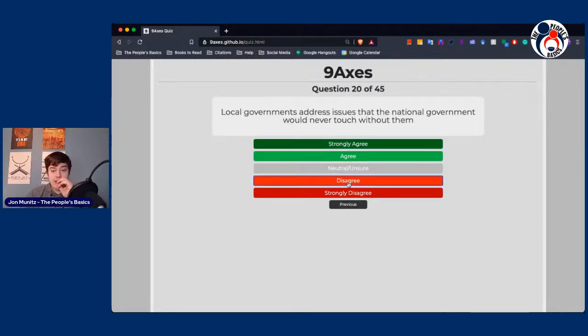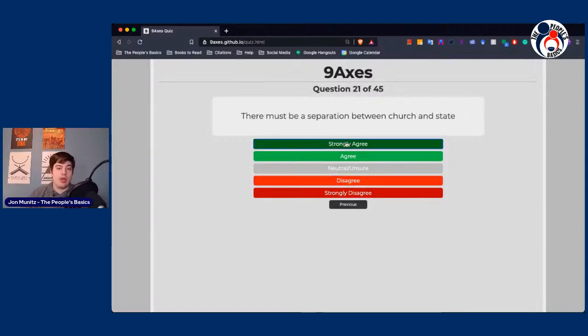Local governments address issues that the national government would never touch without them. I strongly agree with this. Things you never hear on a federal level. I never hear people talk about waste management, and yet that is such an important thing. So yeah, there are totally things that come up. And even like religious liberty and its influence on our schooling system and its intersection with zoning law. These are things that are very localized issues that eventually trickle up and the national government has to respond, but it only starts at that local level to become recognized as an issue. So I strongly agree.